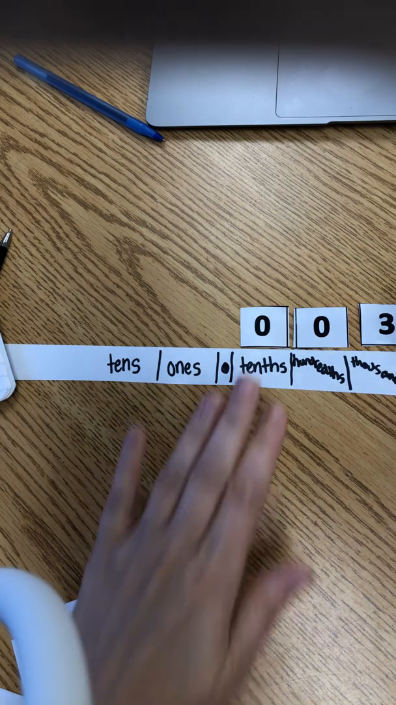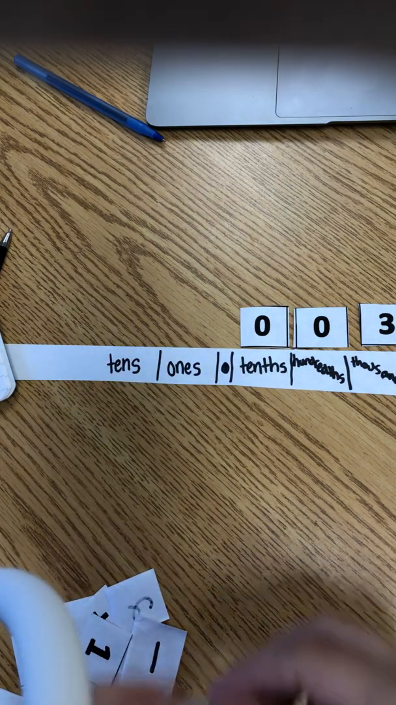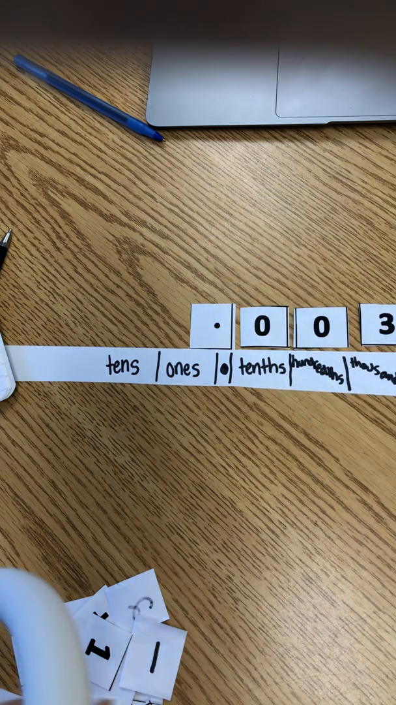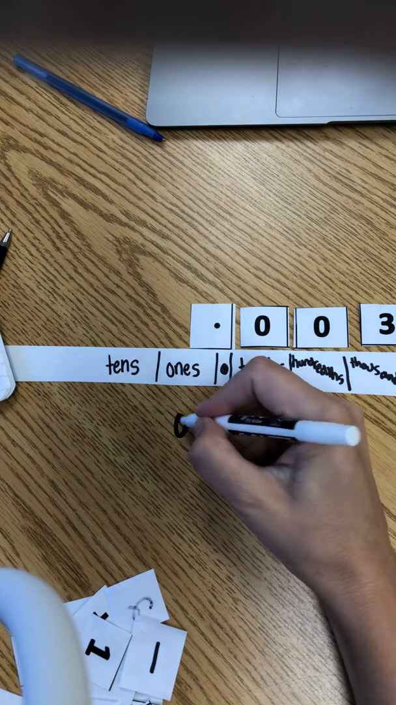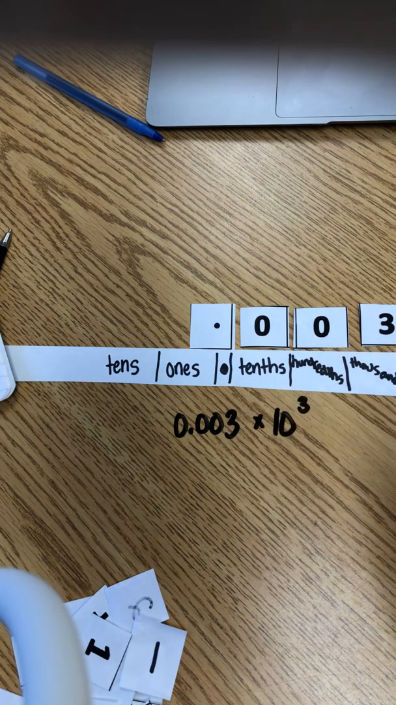Okay, so I'm going to multiply this number, which is 3 thousandths, by 10 to the third power. So let me write that down. That's my problem that I'm solving. 3 thousandths times 10 to the third power.